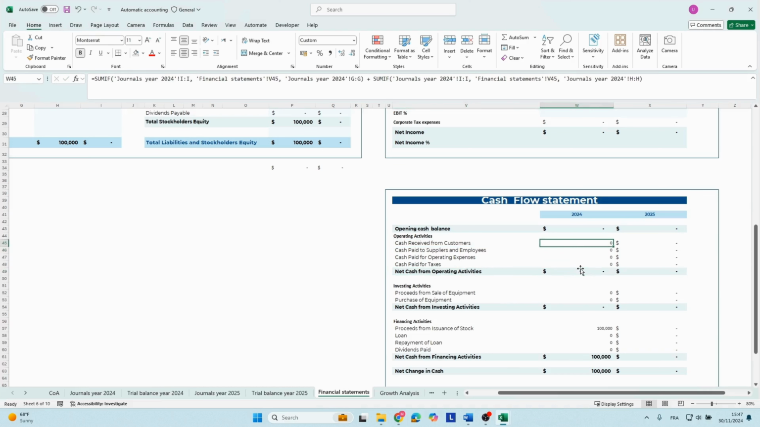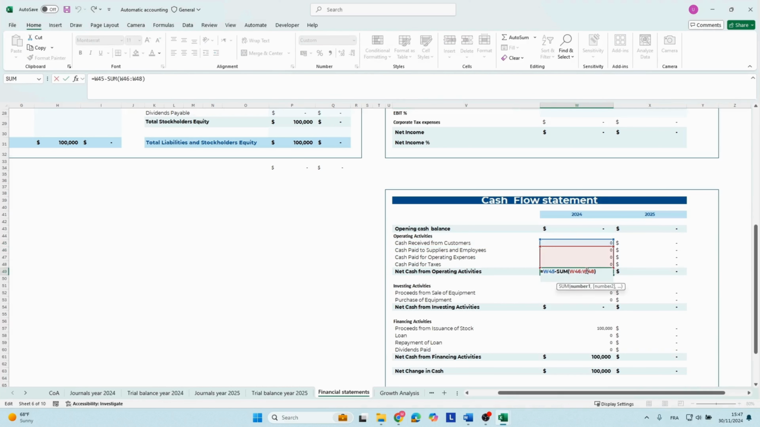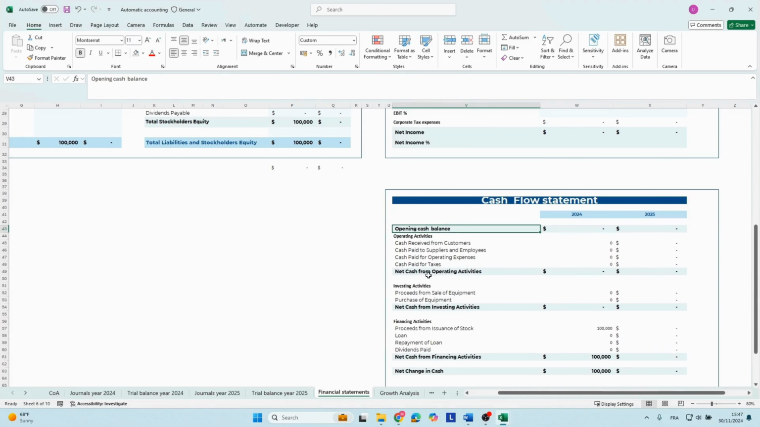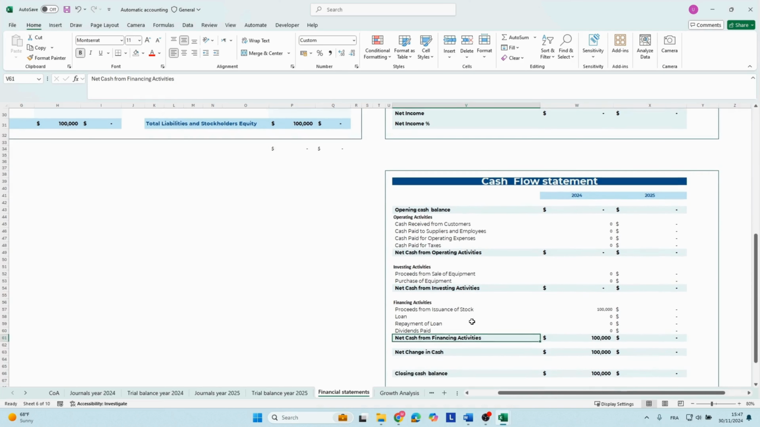Then we have cash flow from operations. The cash flow statement includes cash flow from operating activity, cash flow from investing activity, and cash flow from financing activity. Then we have the net change in cash. So in our case, we have 100,000 as a cash increase.